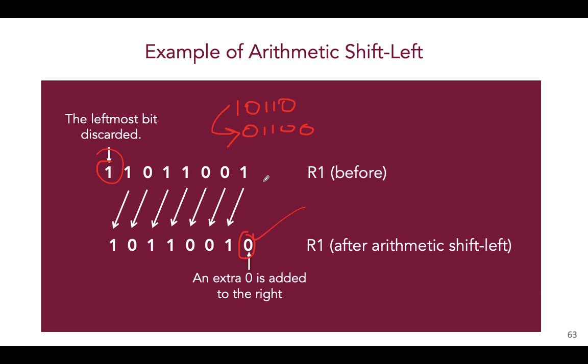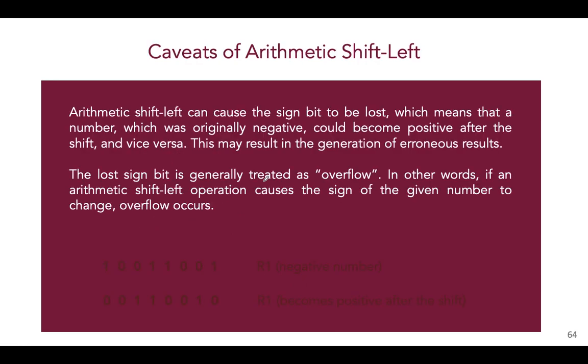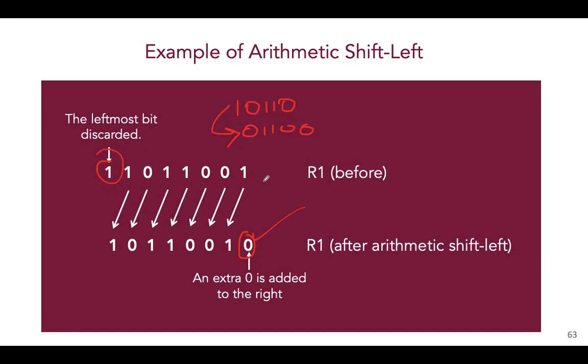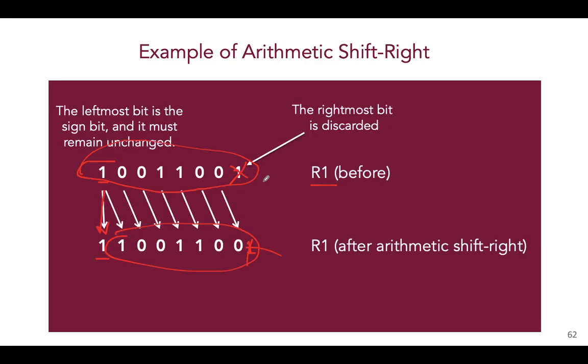So in arithmetic shift left, a problem occurs which is called overflow. And this is what overflow is. Arithmetic shift left can cause the sign bit to be lost, which means that a number which was originally negative or positive could become positive or negative after the shift. So this will generate an erroneous result, right? And remember, this is for signed numbers, and we are doing this so that we can perform multiplication and division. And because of multiplication and division, the sign should not change. But in arithmetic shift left, and only in arithmetic shift left, there is a problem. In arithmetic shift right, there is no problem. Arithmetic shift right works perfectly.